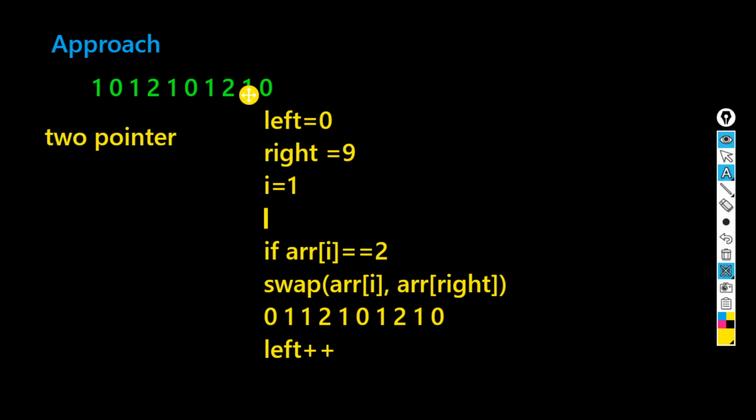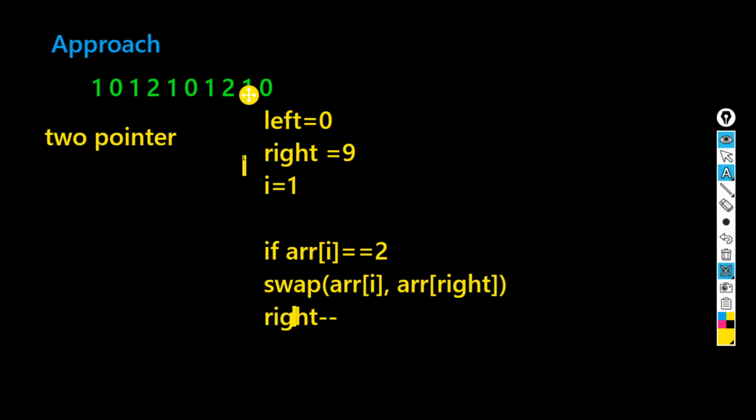Now why am I swapping with right? Now right is pointing to the last index. If I swap with the right, the value 2 will be swapped with the last index, so that value 2 will be put on the last. So this is why I'm swapping it with the last index. Now after doing this with right, I will decrement right's value. So what I am trying to do is just decrementing right's value.